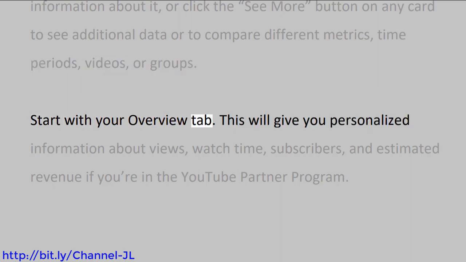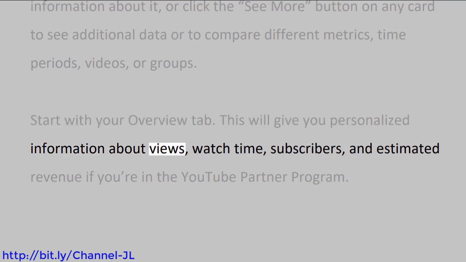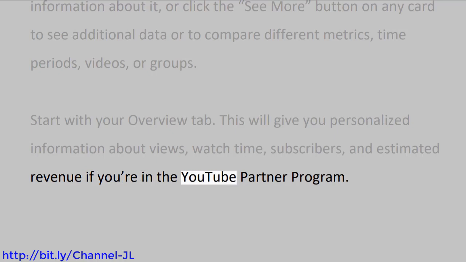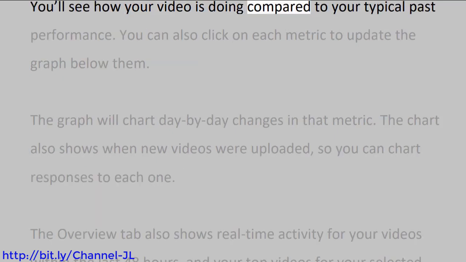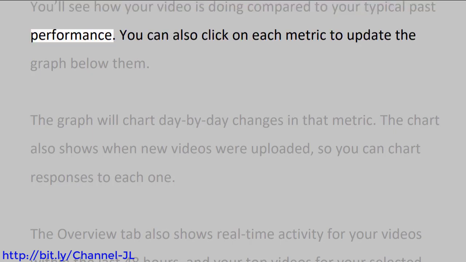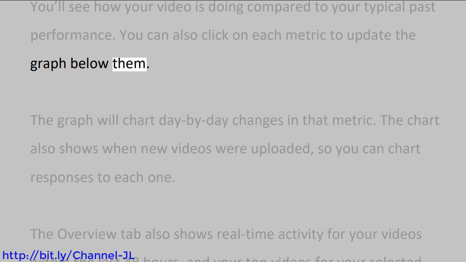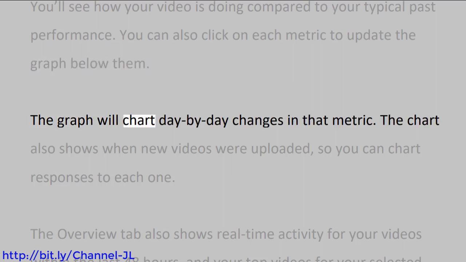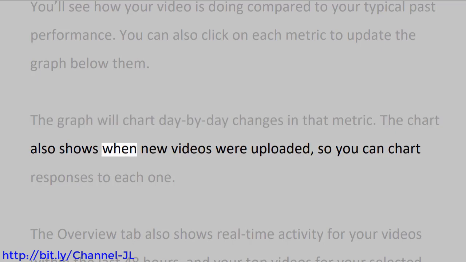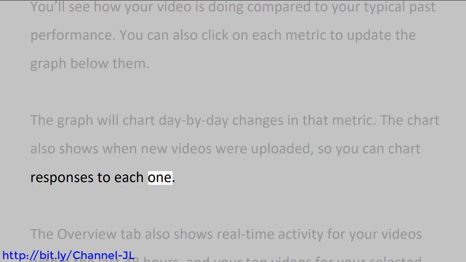Start with your Overview tab. This will give you personalized information about views, watch time, subscribers, and estimated revenue if you're in the YouTube Partner Program. You'll see how your video is doing compared to your typical past performance. You can also click on each metric to update the graph below them. The graph will chart day-by-day changes in that metric. The chart also shows when new videos were uploaded, so you can chart responses to each one.